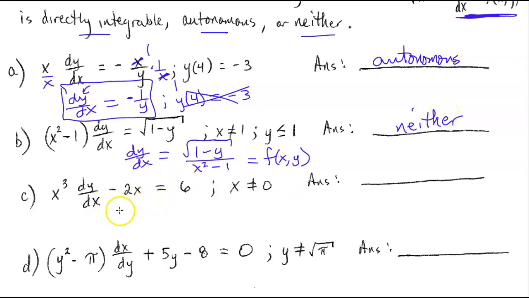For this third example, note that I could take this equation and rewrite this as 6 plus 2x, all that divided by x cubed. And notice here that this is just a function of just x. So I have dy over dx is equal to a function of just x. So this one is going to be directly integrable. And I'm just going to put DI for short.